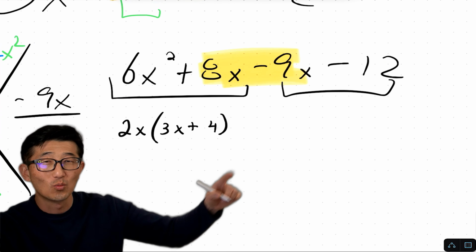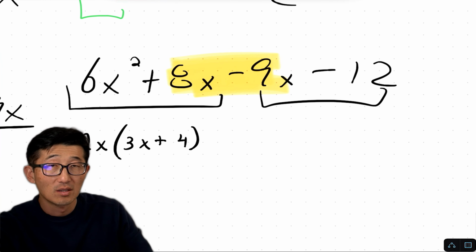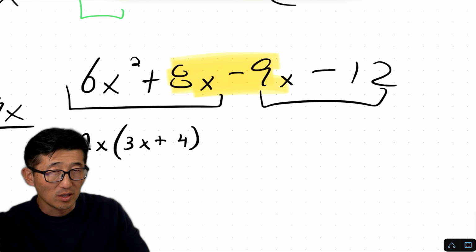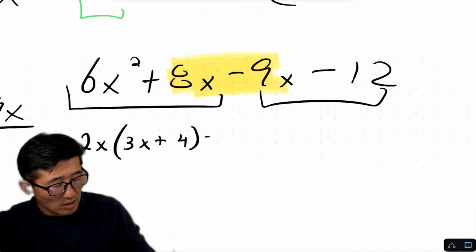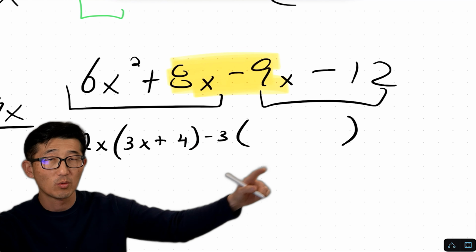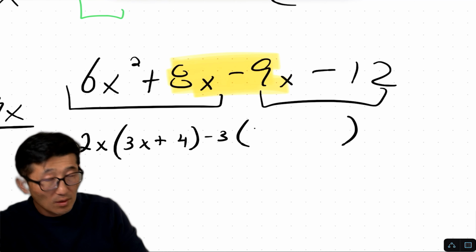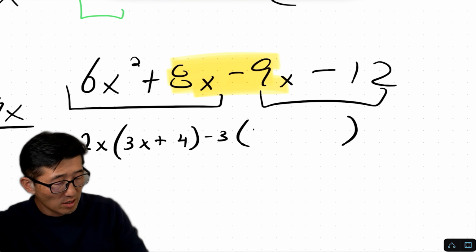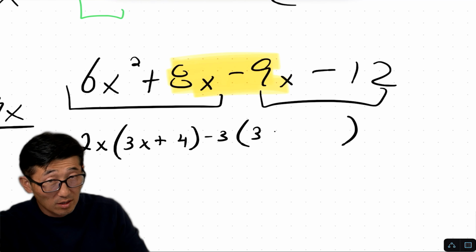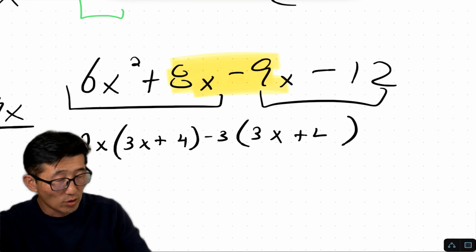And then what can you factor out from the second group? 3. Now, if you see a negative in the front, you want to factor out a negative of that. So negative 3. Okay, can you tell me what goes in here? Negative 3, 3x plus 4. That's right.